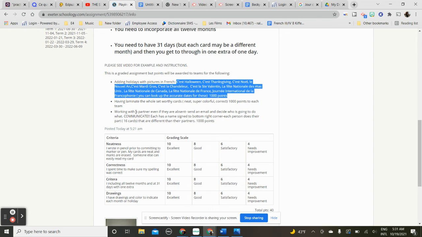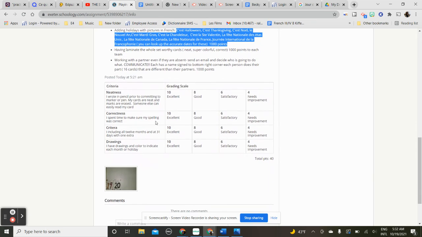So even if you're absent, you should be communicating with your partner via Schoology email or regular email. You guys should be communicating with each other. Check your emails to figure out what you're doing so that you guys can get this done and get the points that you need. Okay, here's the rubric.